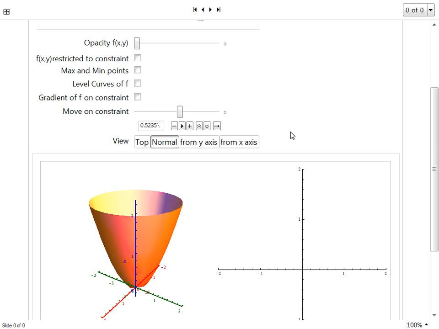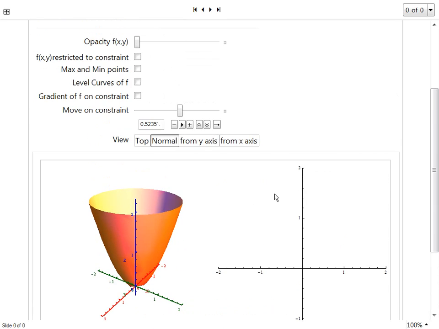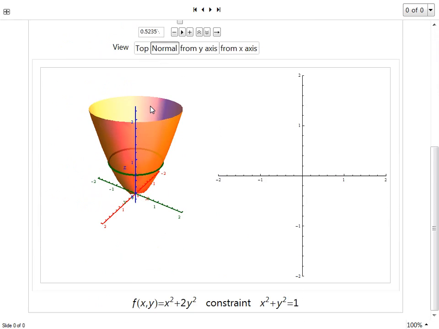So that's what we're going to work on here. This was our first example I did last class. Here's the function. Here's the constraint. So g in this problem is x squared plus y squared, right? That is the graph of g right here. So the first thing I'm going to do is show you what happens when g is constrained, or set equal to 1. If you set g equal to 1, which is this equation right here, then all you get is what we call a level curve of that surface. It's just that circle right there.